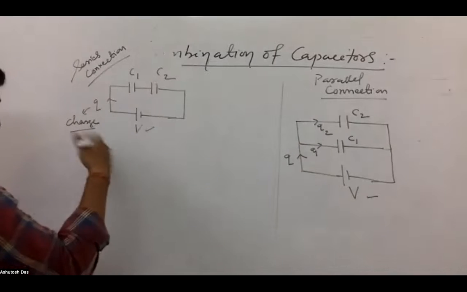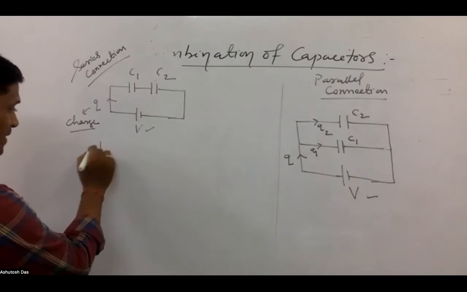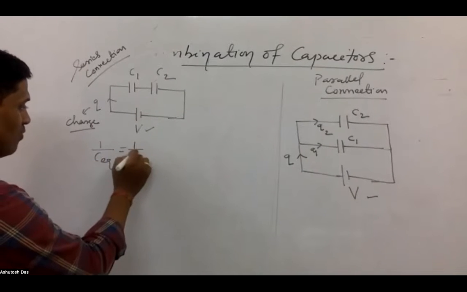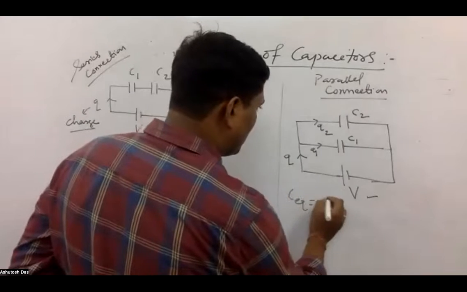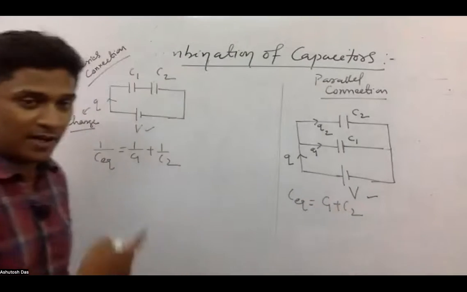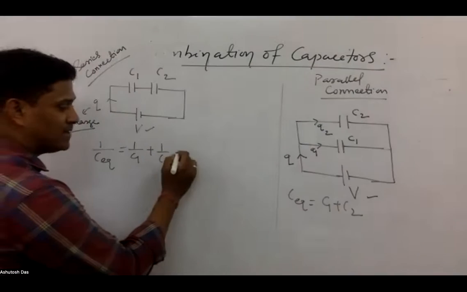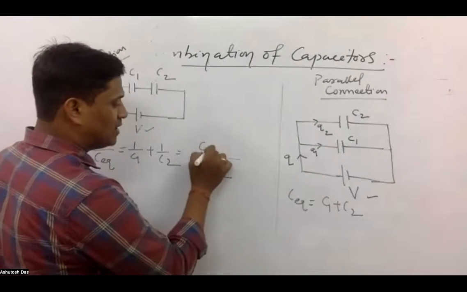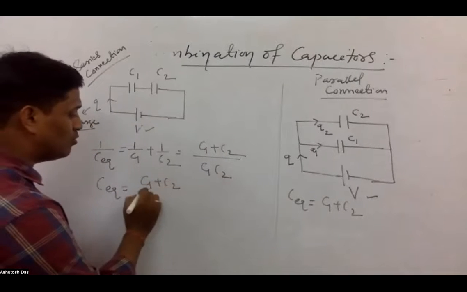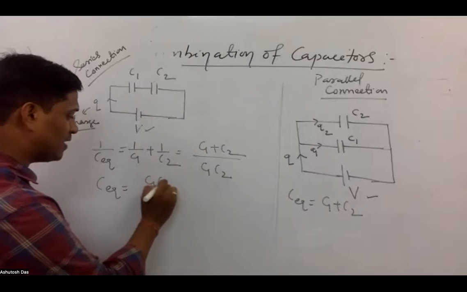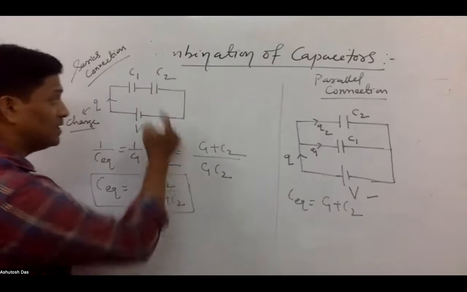So in series connection, the reverse of capacitance happens, the reverse of resistance happens. That means 1 by C equivalent will be 1 by C1 plus 1 by C2. But here in parallel, C equivalent will be equal to C1 plus C2. Are you getting my point? Already we have learned this one. 1 by C equivalent is equal to 1 by C1 plus 1 by C2. That means the LCM is C1 C2 and the numerator is C1 plus C2. If we want C equivalent, it will be reciprocated: C1 into C2 by C1 plus C2. Correct? This is in case of series.